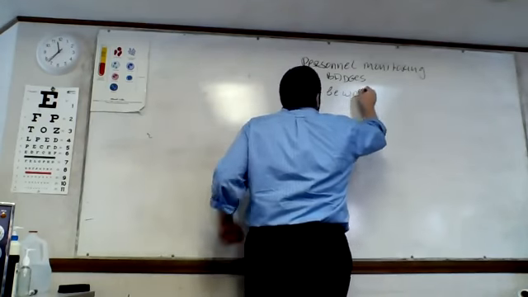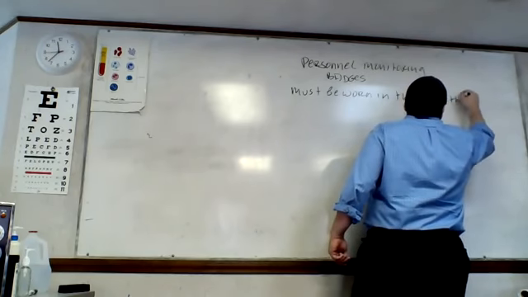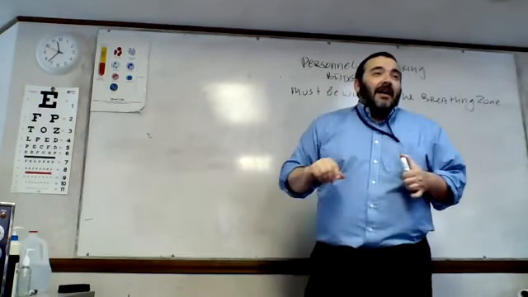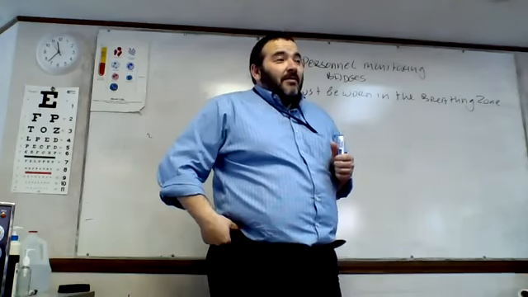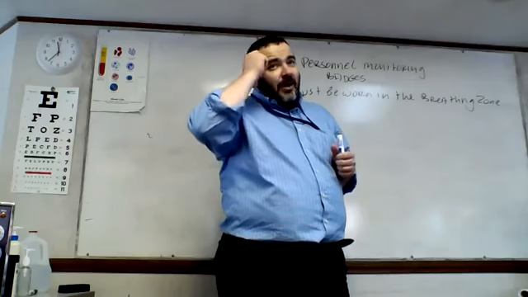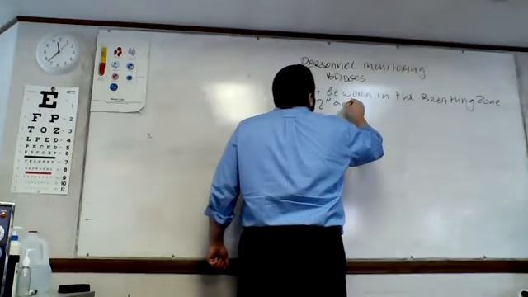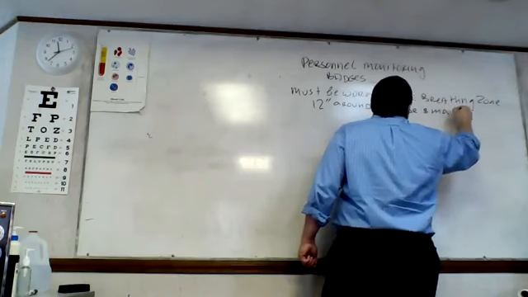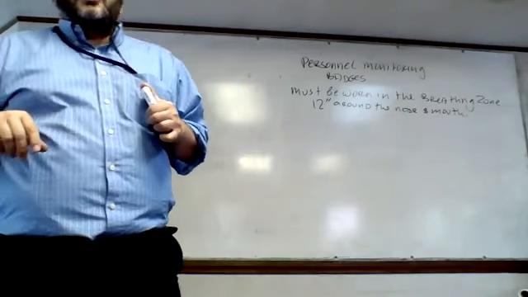It must be worn in the breathing zone. Where is the breathing zone, you may ask? I will tell you. 12 inches around the nose and mouth. Don't put it on your belt. Put it on your collar. Want to keep it on your hat? You can. Breathing zone, 12 inches around the nose and mouth. Why? Because that's where you inhale.